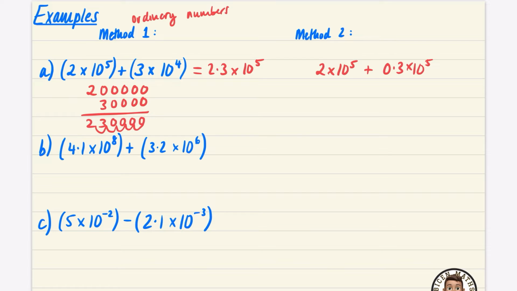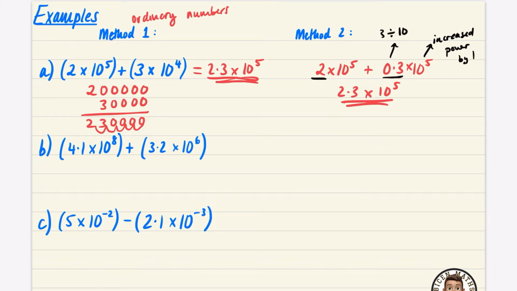So what I did there, I'm just going to quickly annotate that. I increased the power by 1, which meant that I needed to divide the 3. I needed to do the 3 divided by 10 to get 0.3. Now that I've got them written like this, I can do the 2 and the 0.3 to get the 2.3, and I just keep the 10 to the power of 5 the same, so I get 2.3 times 10 to the power of 5.